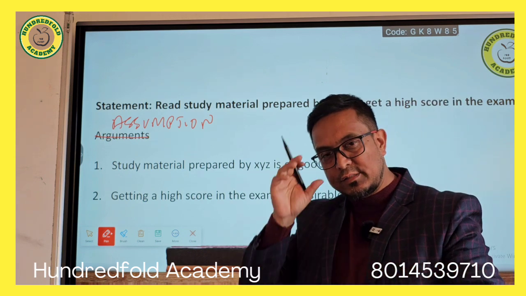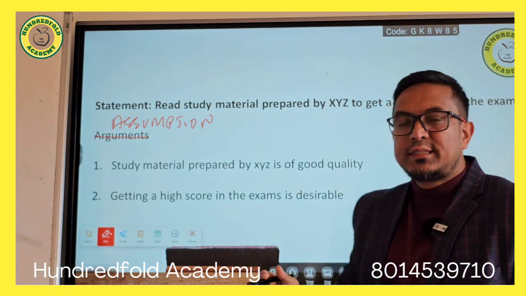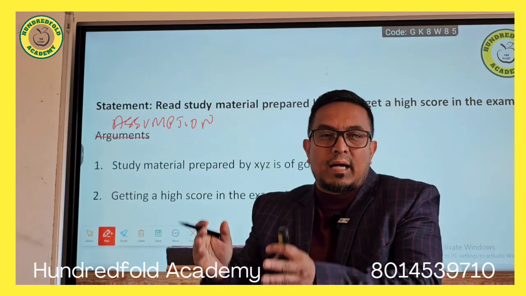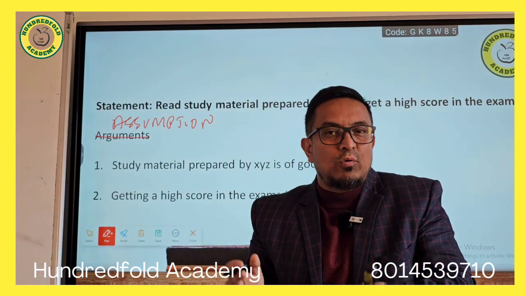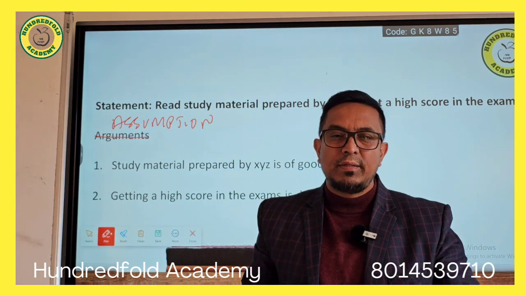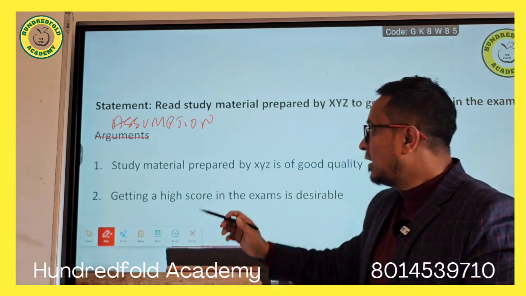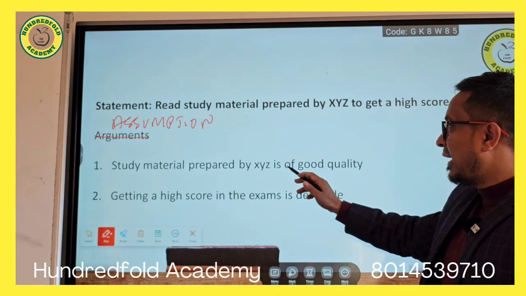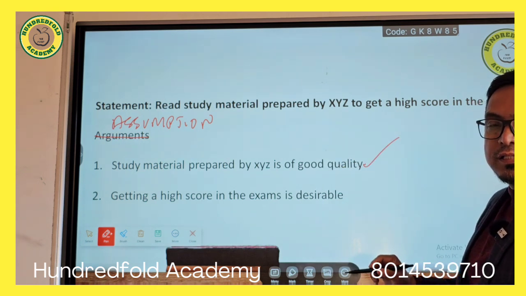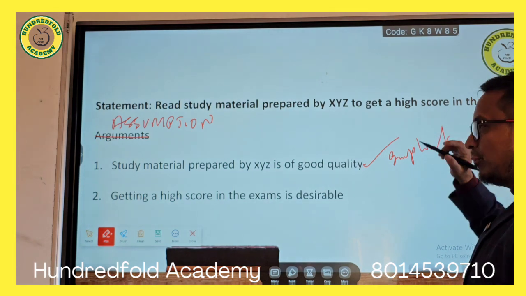So understand this. You see, now read study material. So he's saying that there is good study material prepared by a company. If you read that, you will score well. That means the quality of the materials of that company must be very good. So study material prepared by XYZ is of good quality. So yes, it's strong, or I've used the word implicit.